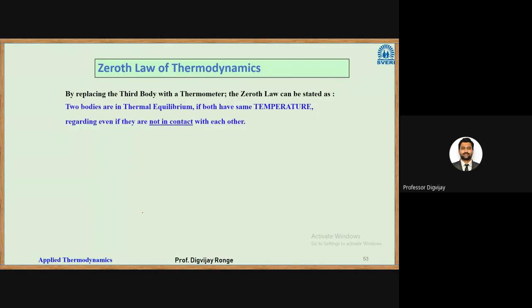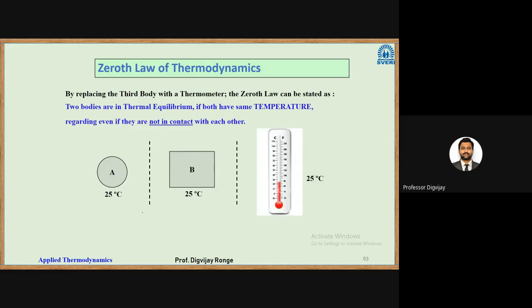Now, replacing the third body with a thermometer, the zeroth law can be stated as: two bodies are in thermal equilibrium if both have the same temperature. So that is the minimum or basic criterion for thermal equilibrium, that their temperatures should be equal, even if they are not in contact with each other. So the object C is replaced with the thermometer. If the thermometer is showing the same temperature values for A and B, then we can say that A and B are in thermal equilibrium.